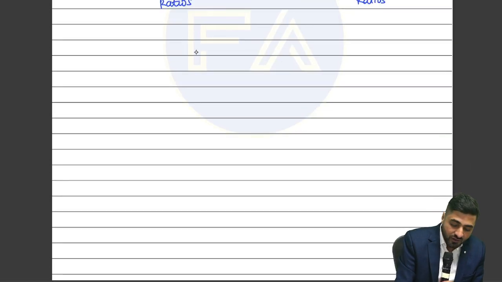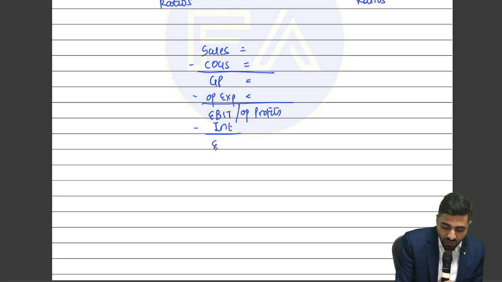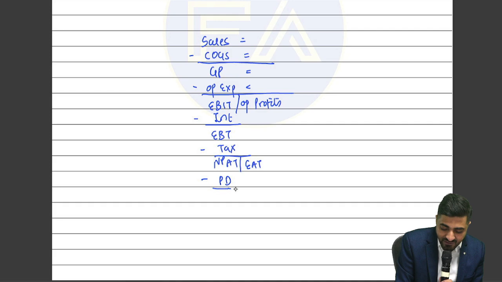Pay attention. From sales, what do you subtract, guys? COGS. What will you get? Gross profit. From gross profit, what do you subtract? Operating expense. What do you get? Operating profits. From this, what do you subtract? Interest. What do you get? EBT. From this, what do you subtract? Tax. NPAT, also called your EAT. And then we will subtract preference dividend. What will you get, beta? Net profit for equity shareholders.